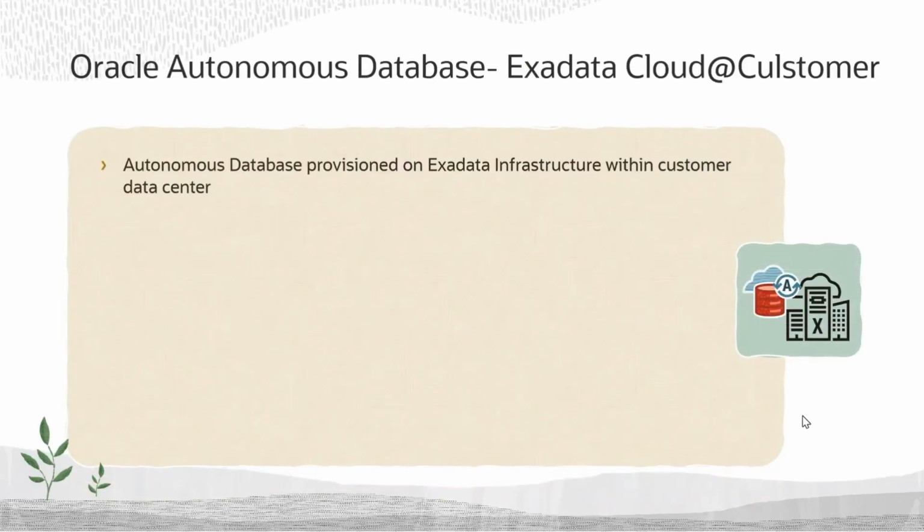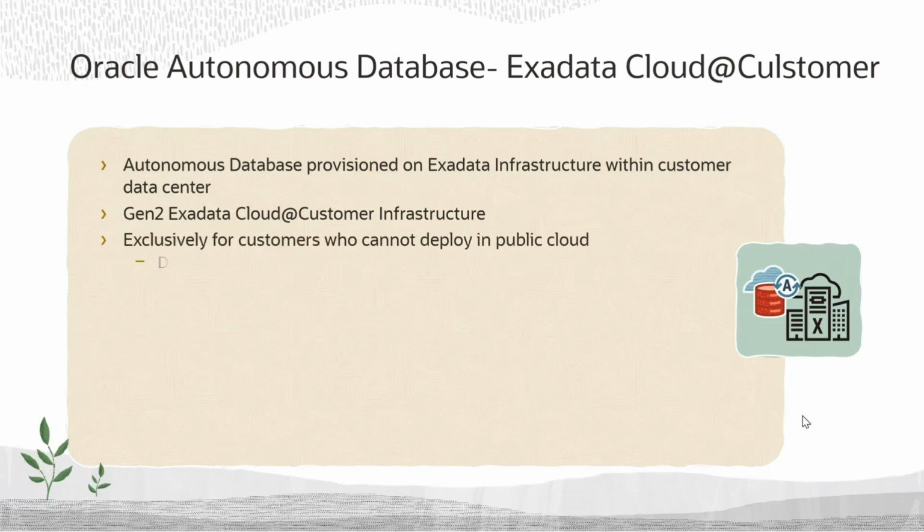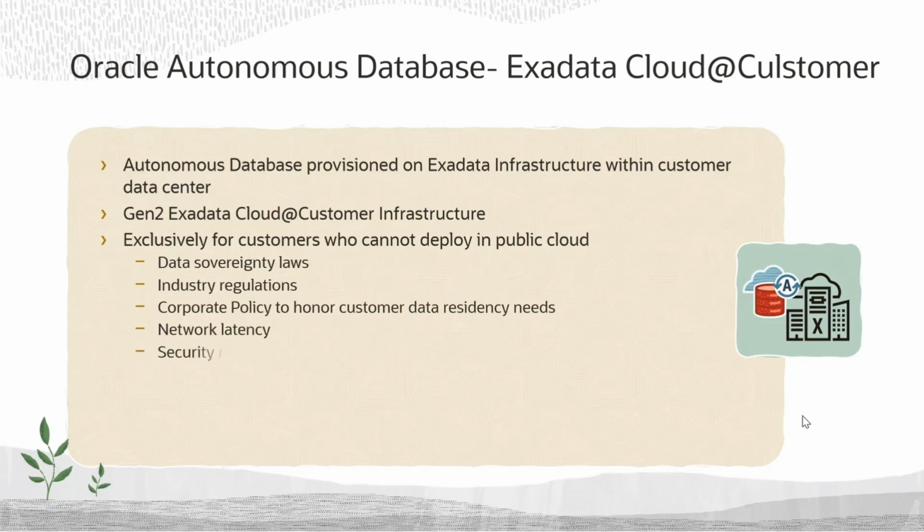Then we have the autonomous database on Exadata Cloud@Customer. This is similar to autonomous database in dedicated infrastructure, but instead of deploying in Oracle Public Cloud, Exadata Database Service Cloud@Customer is hosted in your organization's data center. Autonomous database is provisioned on Exadata Cloud@Customer Gen 2 infrastructure with elastic provisioning capability. This type of deployment addresses various regulations and technical constraints.